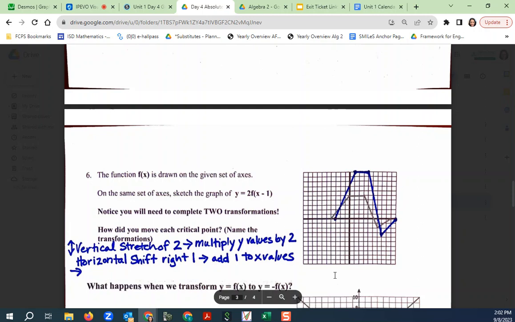But let's look at this point right here. See that point? So I have to shift it right 1, and then it has to go twice as high. Right now, it's at 0, 5. I'm going to move it right 1, and then what's twice as high as 5? 10. So it goes up here, moved right 1, and then it went up to a y value of 10. So that's what you do with each point. This one also has to move right 1 and go twice as high.